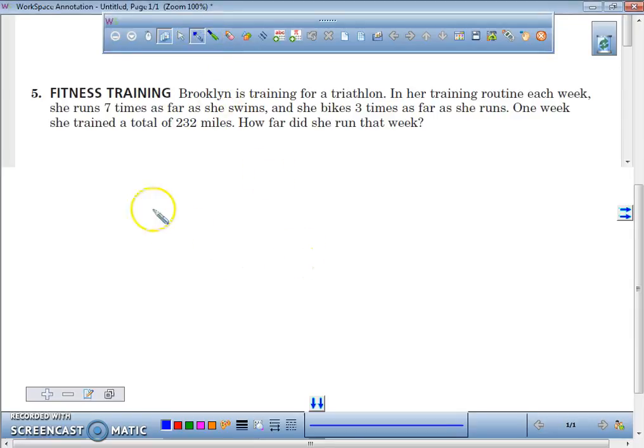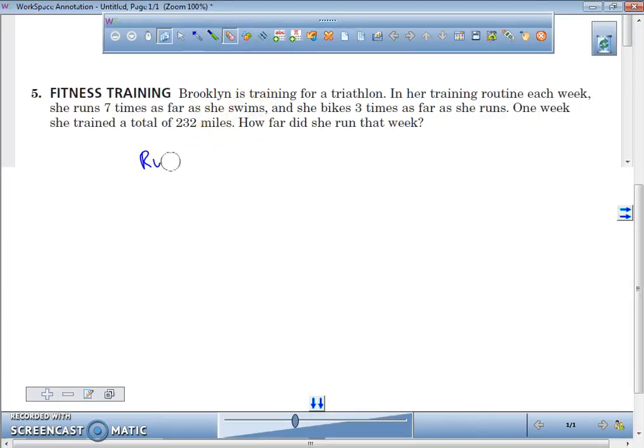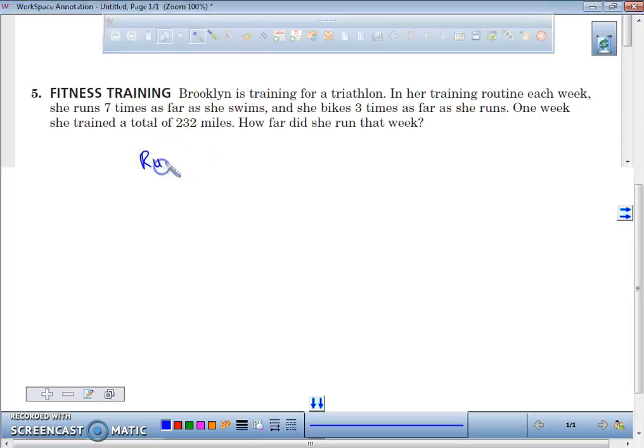Now, what does a triathlon include? It includes running. That's not how you spell running. Let's try this again. Running. There we go. Then it includes swimming. And lastly, it includes cycling. Let's call it biking.